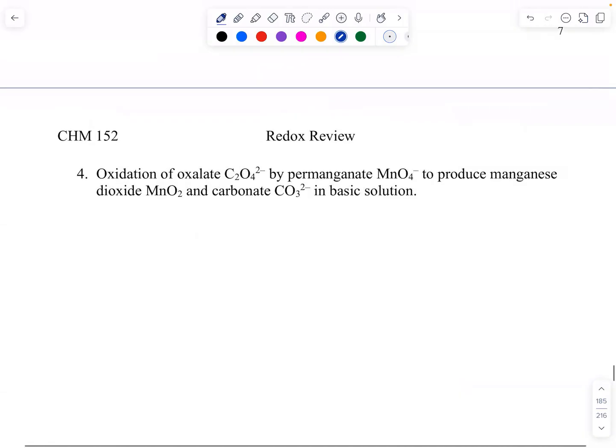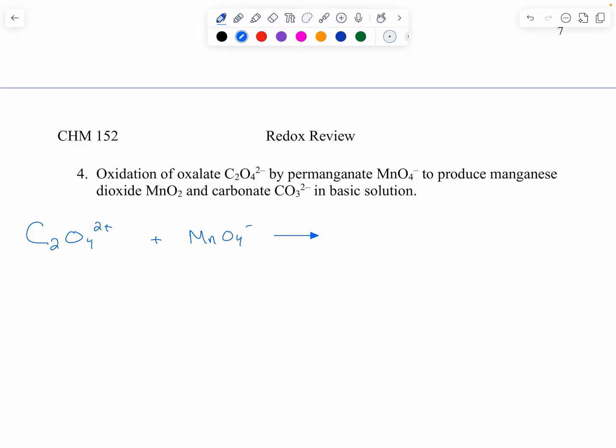Last one. Oxidation of oxalate. We know oxalate's going to be oxidized. All right? And so when we do this, C2O4 2 minus, oxalate's oxidized, but only one of the elements is oxidized. That's kind of important. By permanganate, MnO4 minus, to produce manganese dioxide or manganese 4 oxide, we just did that one, and carbonate.